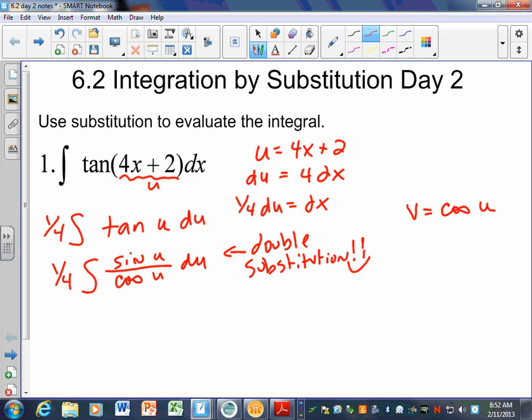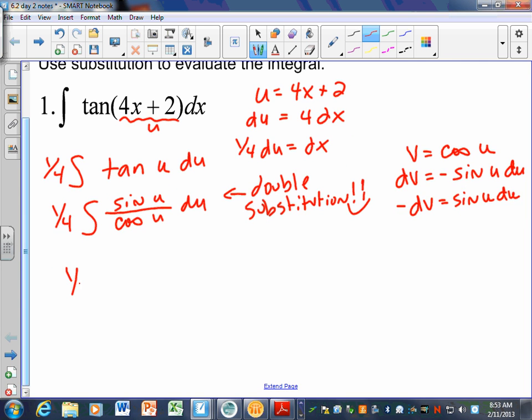So if I take the derivative of cosine, I would get negative sine of u du. Does that match up perfectly? Almost. What do I need to do? Move that negative over, so that would be negative dv equals sine of u du. Here, make sure you put a tail on your u, so you can tell the difference between your u's and your v's.